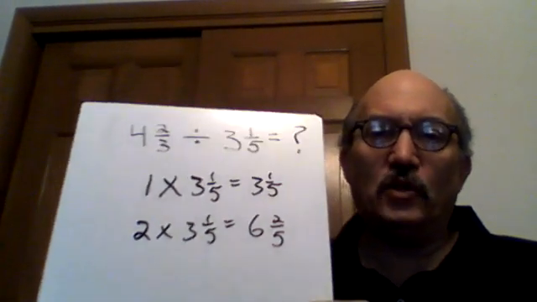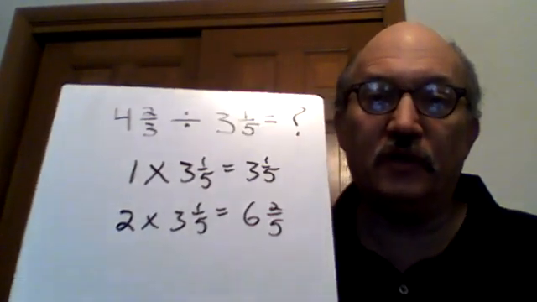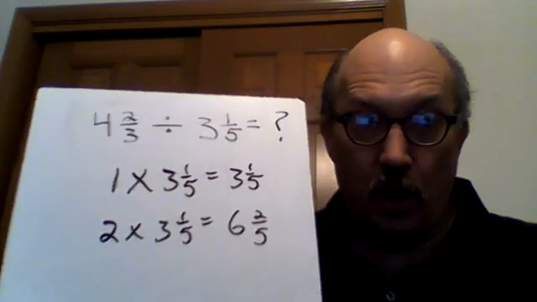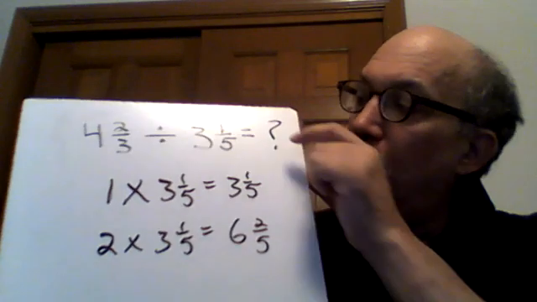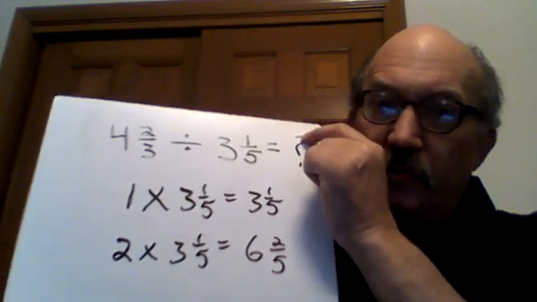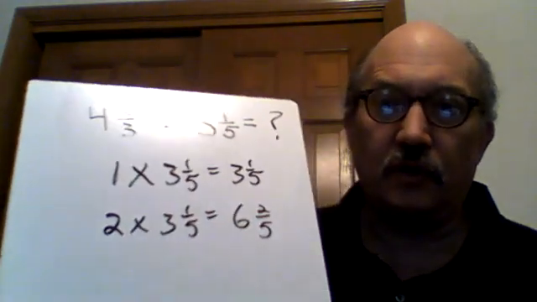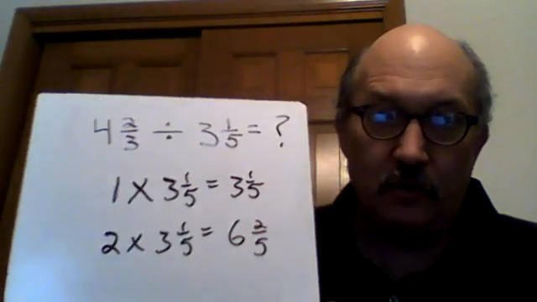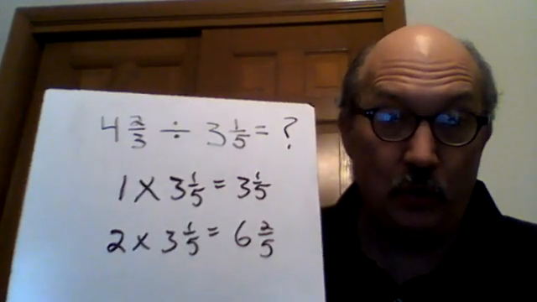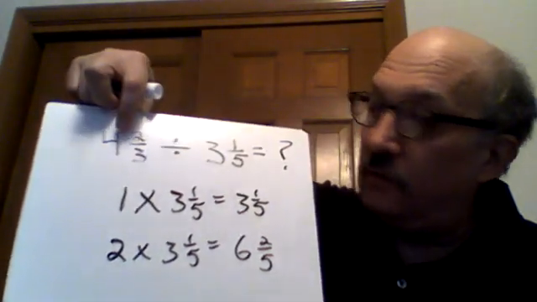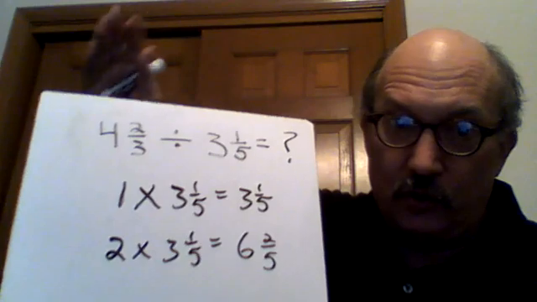Let's talk estimation about the division. 4 2/3 divided by 3 1/5. Let's recall the definition of division. Whatever this number is here, we have to be able to multiply it by 3 1/5 to get 4 2/3. Well, it should be obvious to you that that number is between 1 and 2. 1 times 3 1/5 is only 3 1/5. It's less than this, so the 1 is too small.